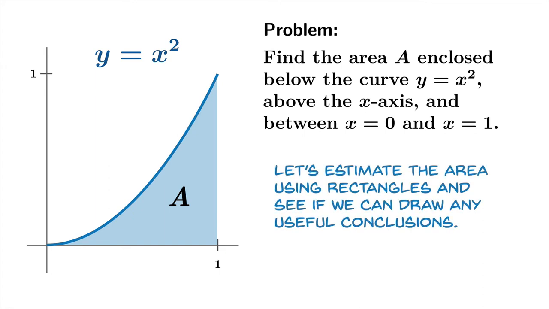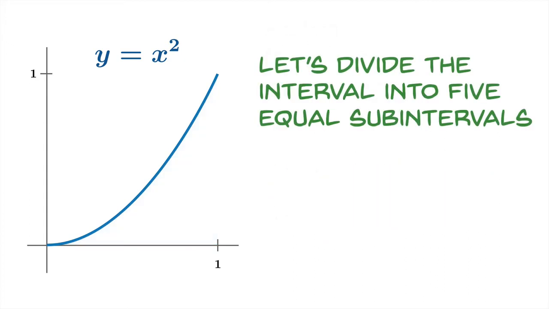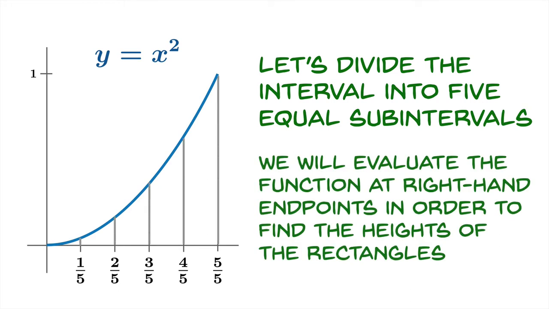We're going to estimate the area using rectangles and see if we can draw any useful conclusions. So how could we do this? We could divide the interval into 5 equal subintervals. So we have the interval from 0 to 1 divided up into 5 equal pieces, which means we should choose the endpoints of these subintervals to be at 1/5, 2/5, 3/5, 4/5. And then we're going to rewrite 1. It'll be good to think of it as 5 over 5 moving forward, and you'll see why. So we're going to evaluate the function at the right-hand endpoints of each subinterval in order to find the heights of the rectangles.